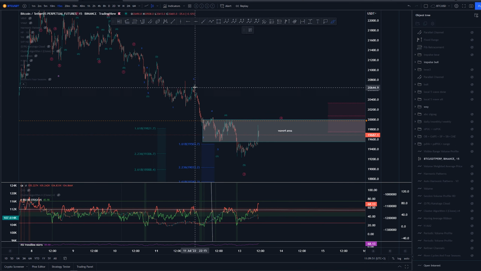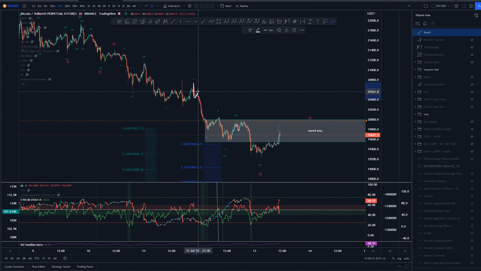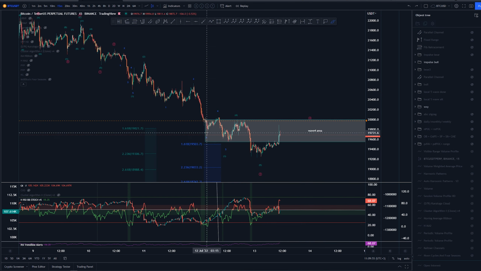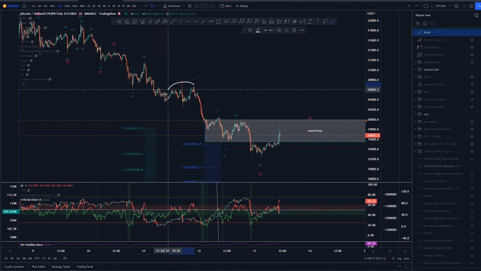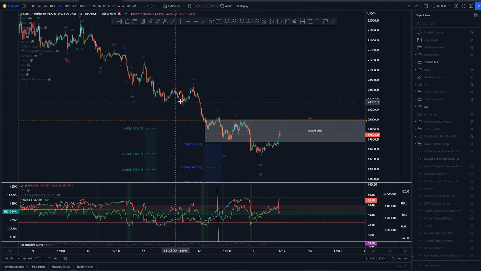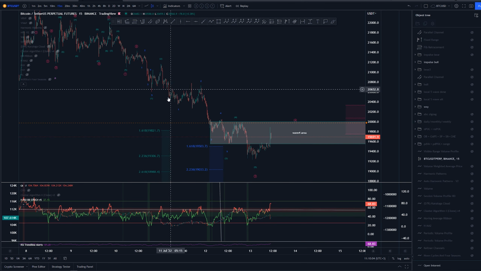Then if we are looking downwards, we can see this as a 5-wave move as well. And then we have a 3-wave pullback. This would support the idea that we have alternation between wave 2 and wave 4, although wave 4 here is very much smaller than wave 2.